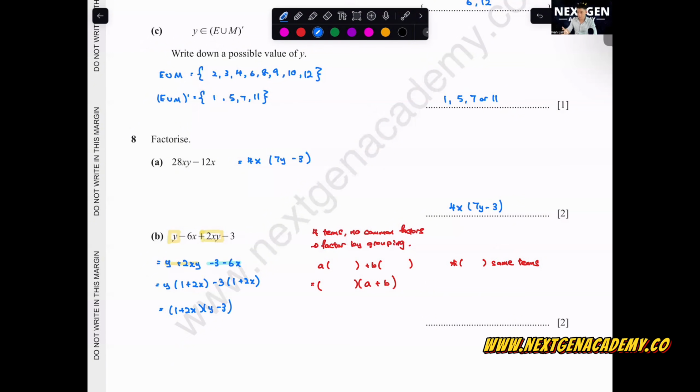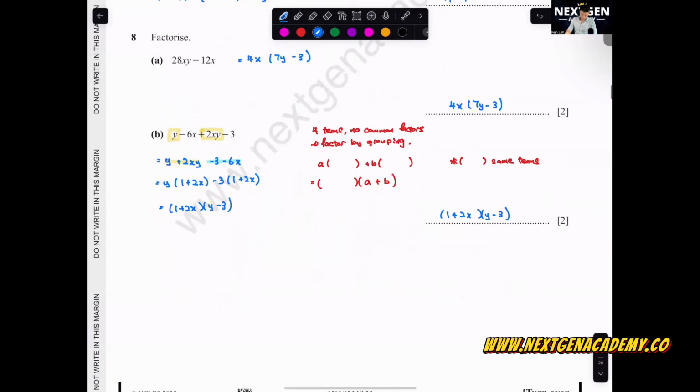Okay, any questions on this one? Because I saw some of you got it wrong, because the order may not be that nice. So y'all can always rearrange it first. Okay, let's go to question number 9.